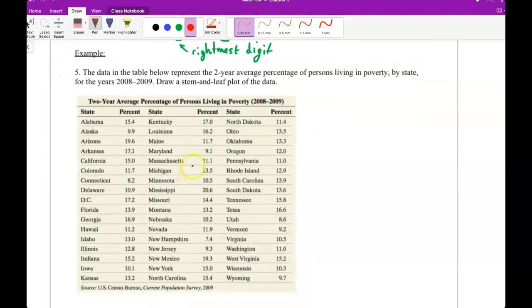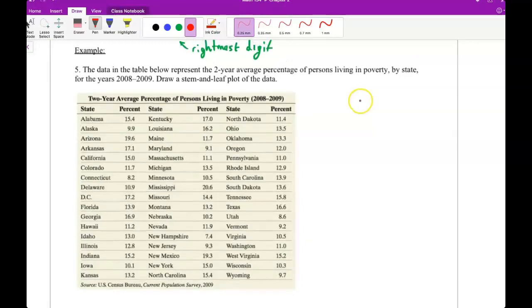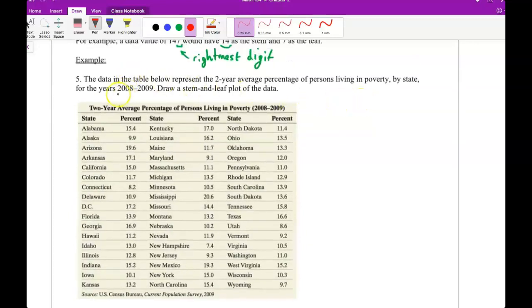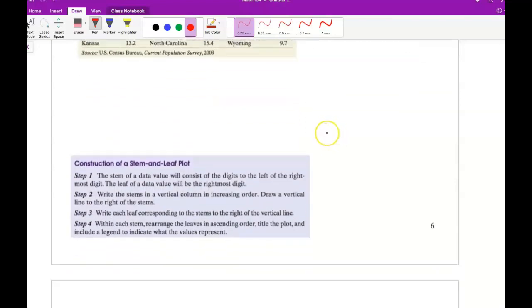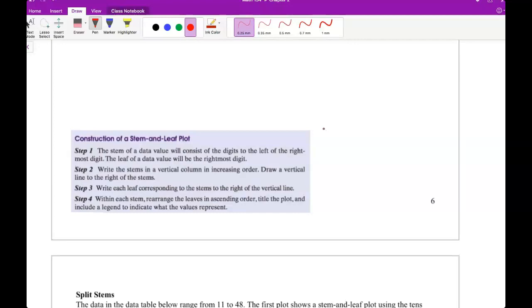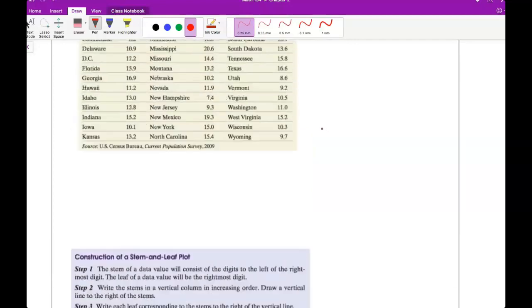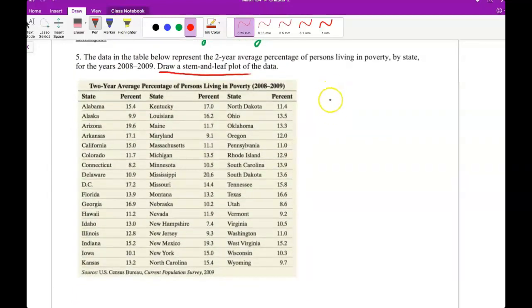Example. We have these data in this table, and that is for the years 2008 to 2009. You should draw a stem and leaf plot of these data. So okay, I'm drawing that here.